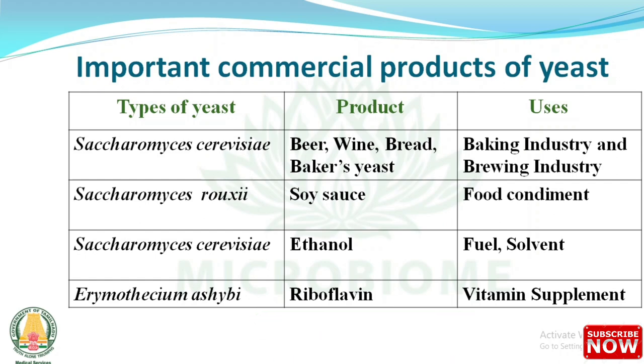And at last, Eremothecium ashbyii. Here, the product obtained is riboflavin. And uses, vitamin supplement.